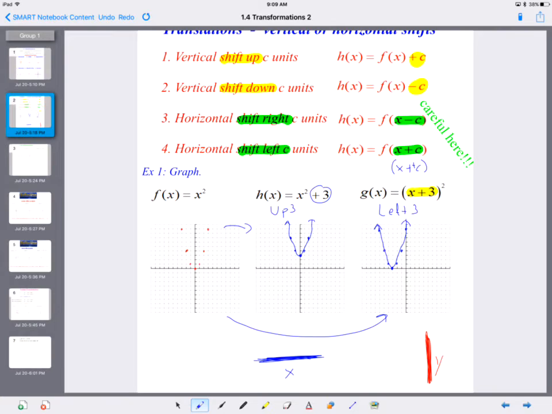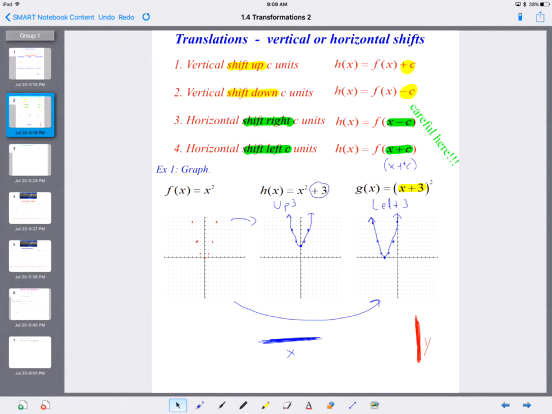I'm sorry about my graphs. So that's translations. And like I said, those are really just your vertical and horizontal shifts. You're not changing the shape, you're just moving things around.